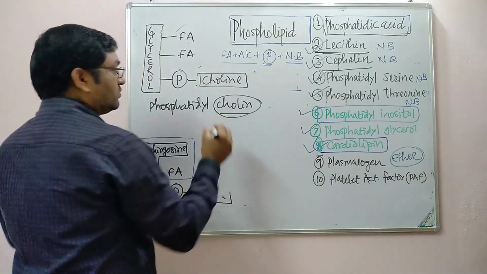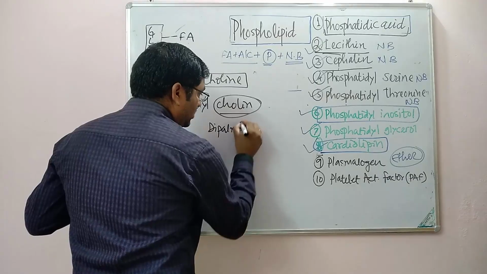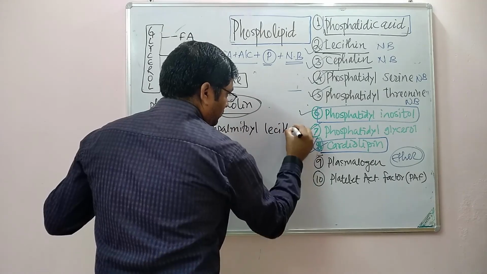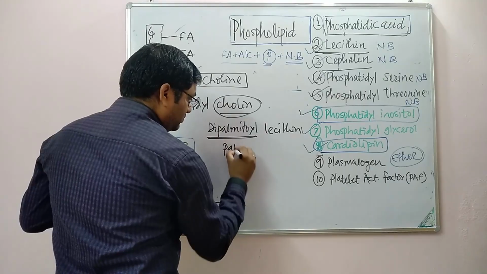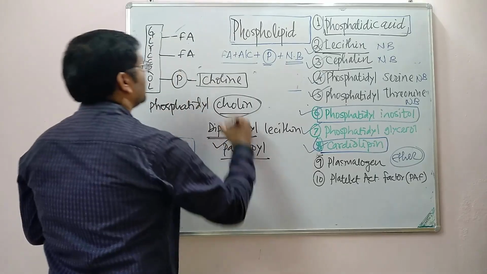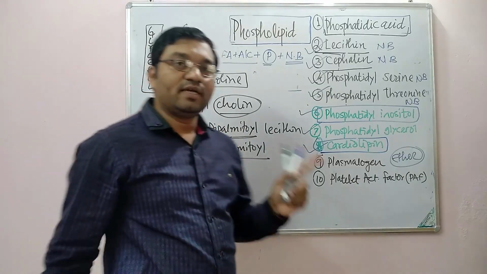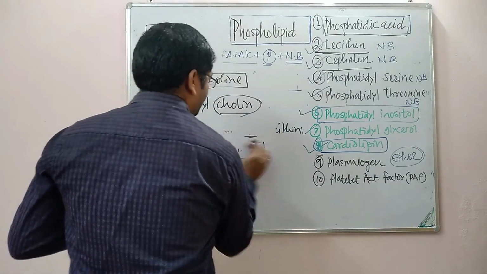palmitoyl. In dipalmityl lecithin, the fatty acids are palmitoyl. Two palmityls get attached to positions C1 and C2 to give dipalmityl lecithin. Now coming to the cephalin.